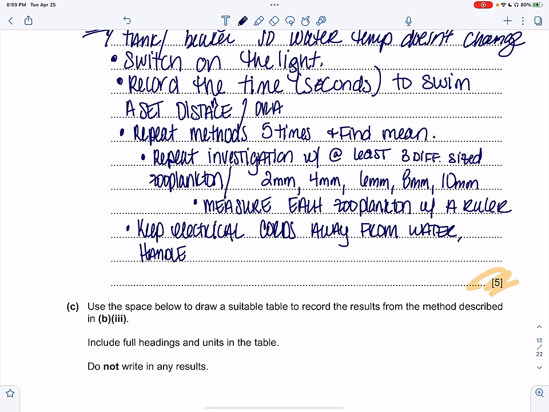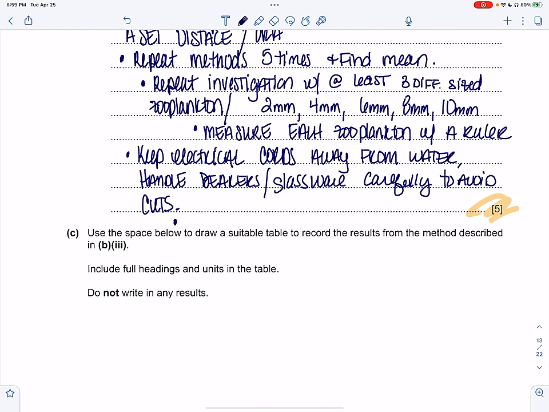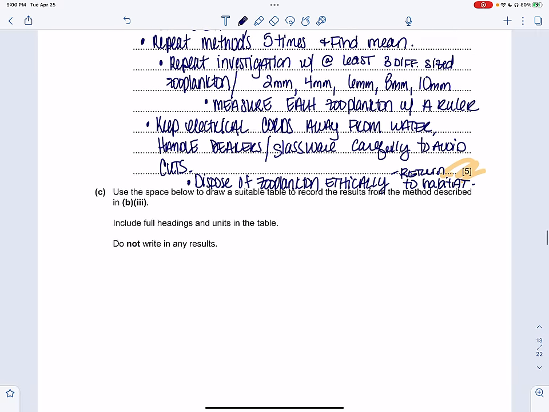Handle beakers or glassware carefully to avoid cuts. And then, because zooplankton is an organism, we need to be ethical. So dispose of zooplankton ethically. We could say return to their habitat, if you keep them in a tank in your class or something.